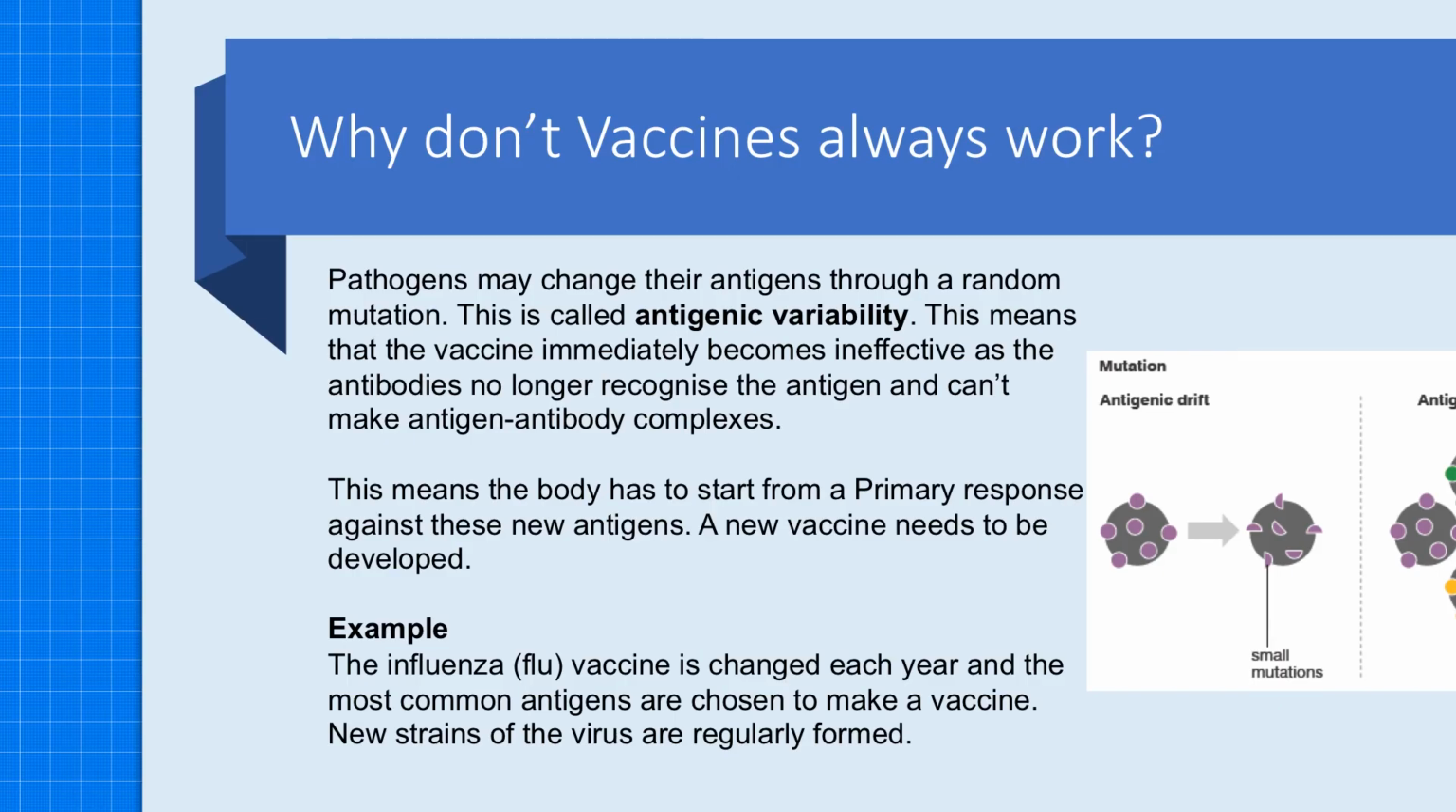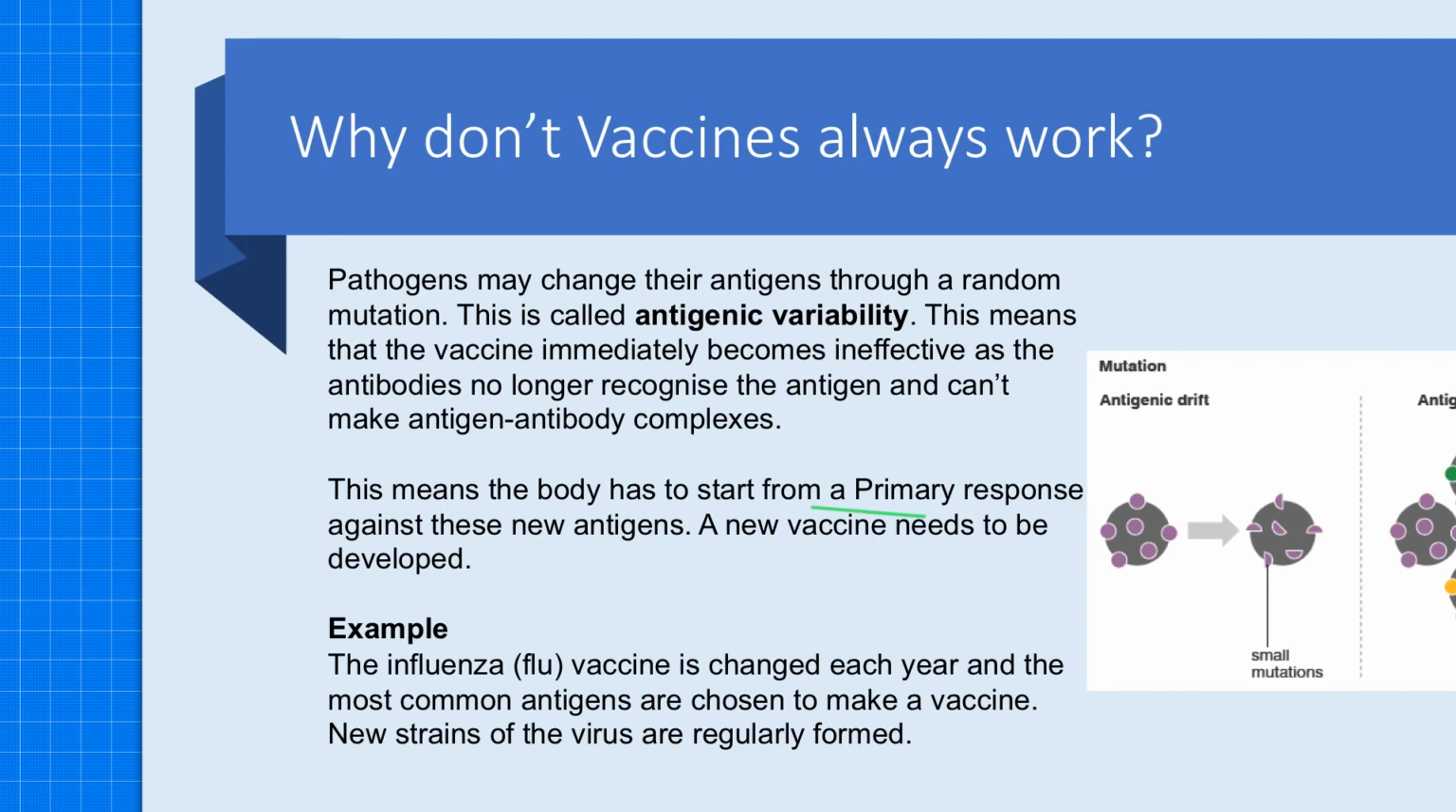So why don't vaccines always work? Well, pathogens may change their antigens, and that's through a random mutation. They're not choosing to change their antigens. It would be a random mutation. This is called antigenic variability.